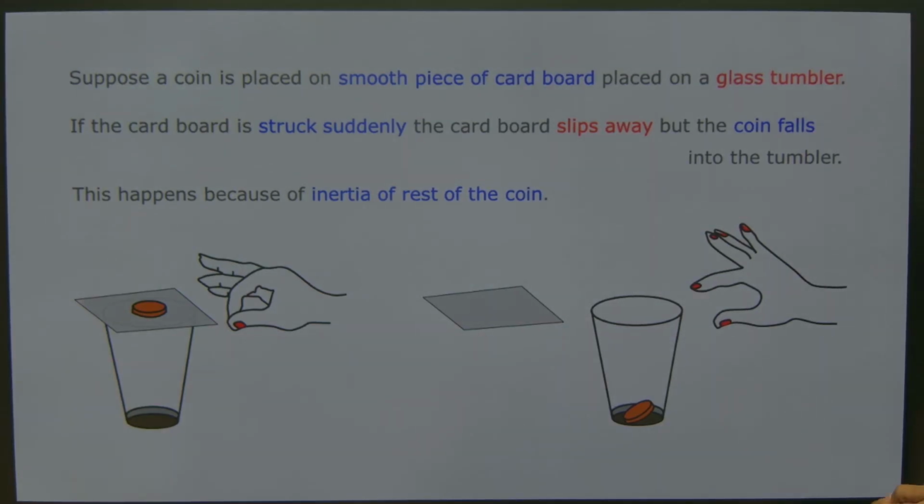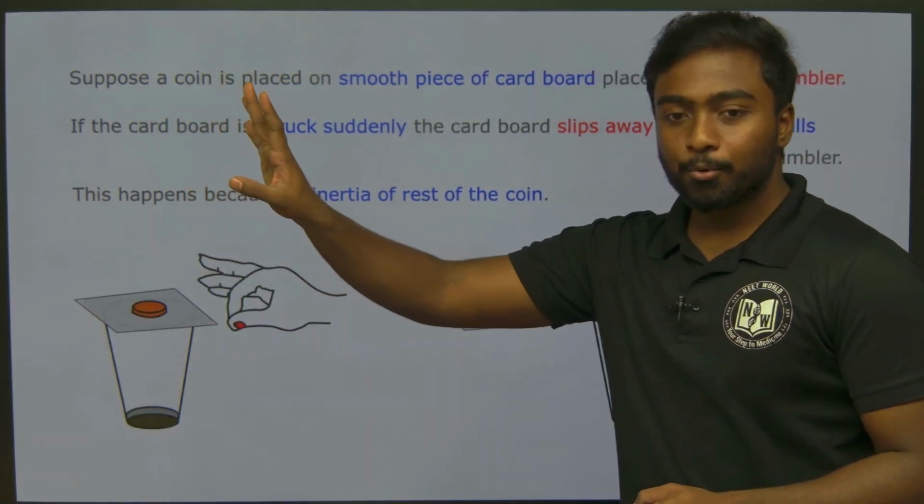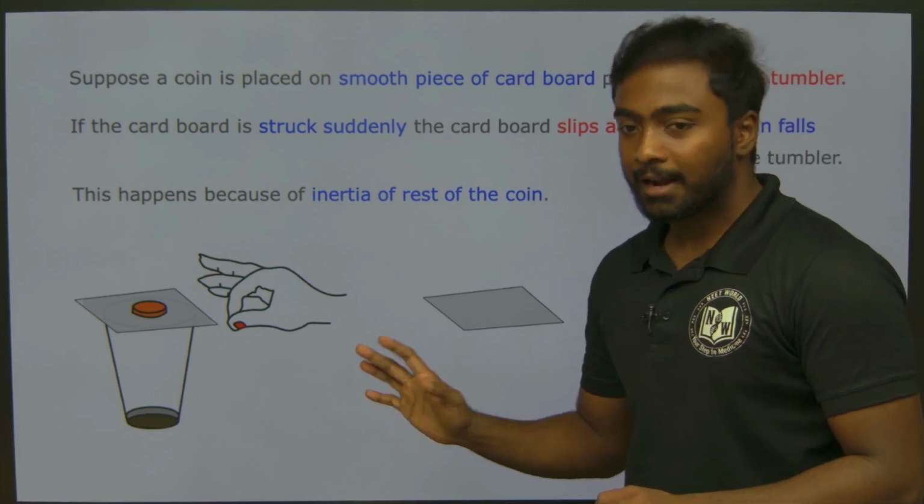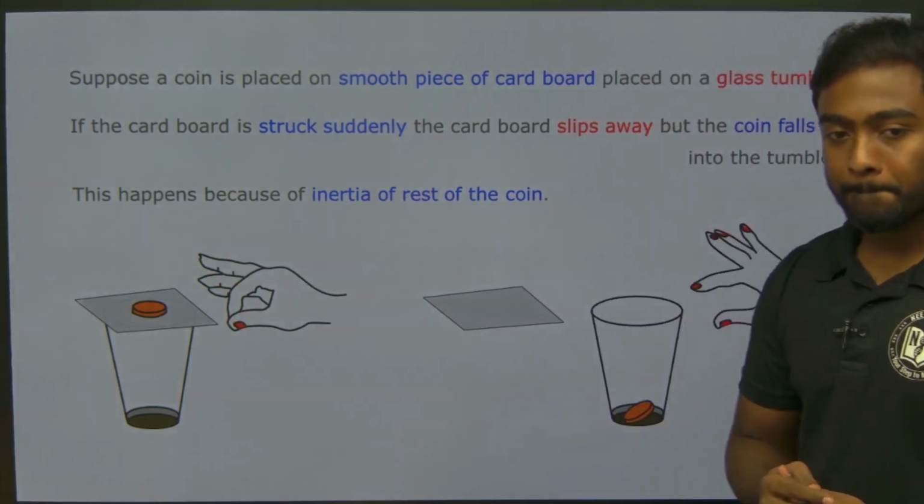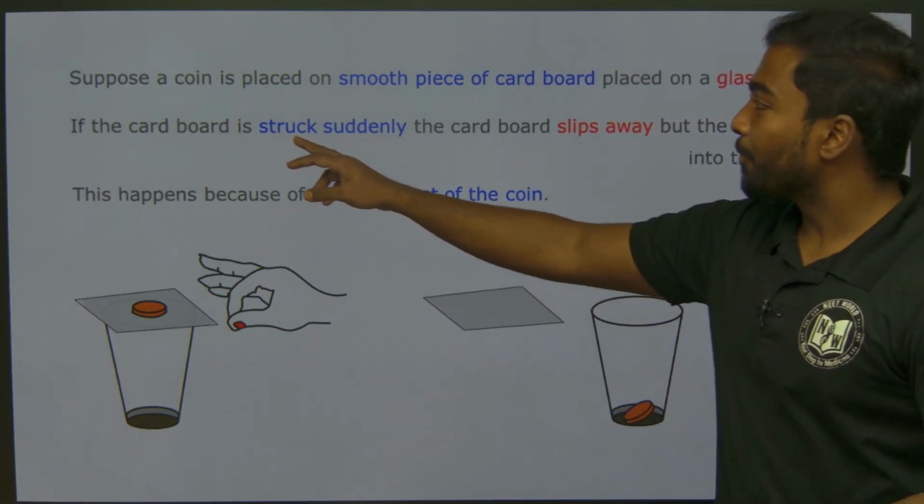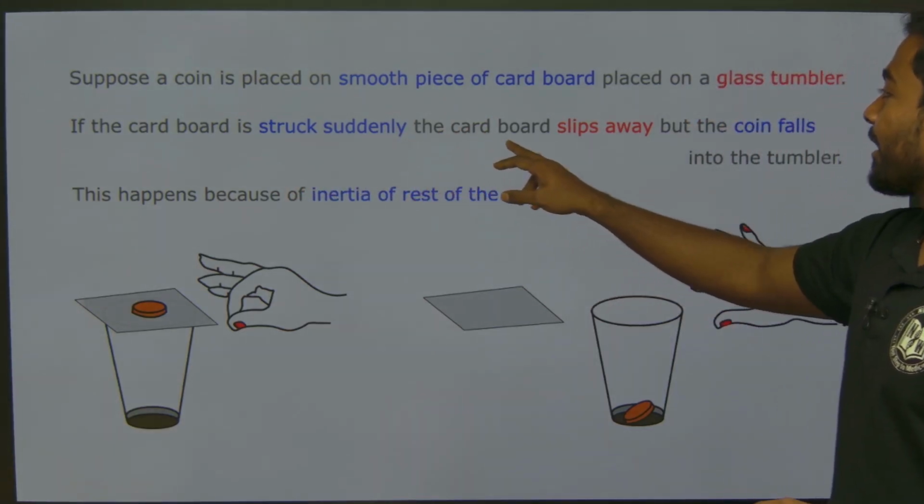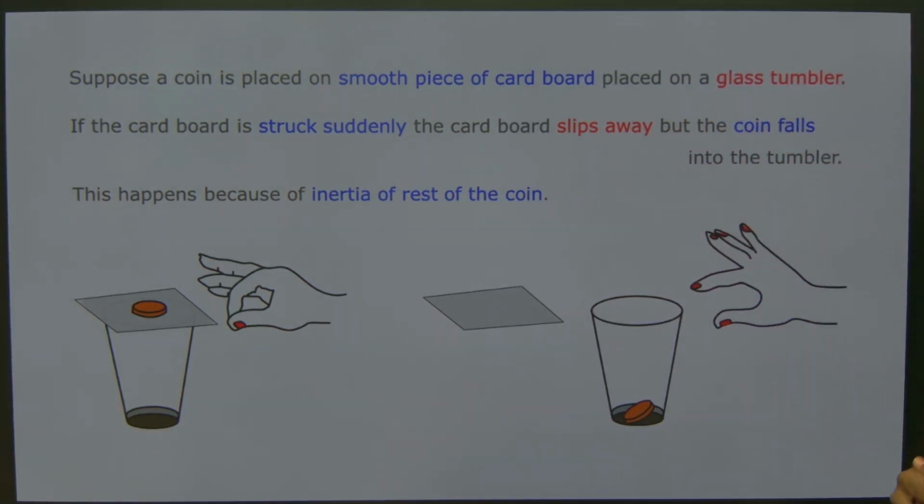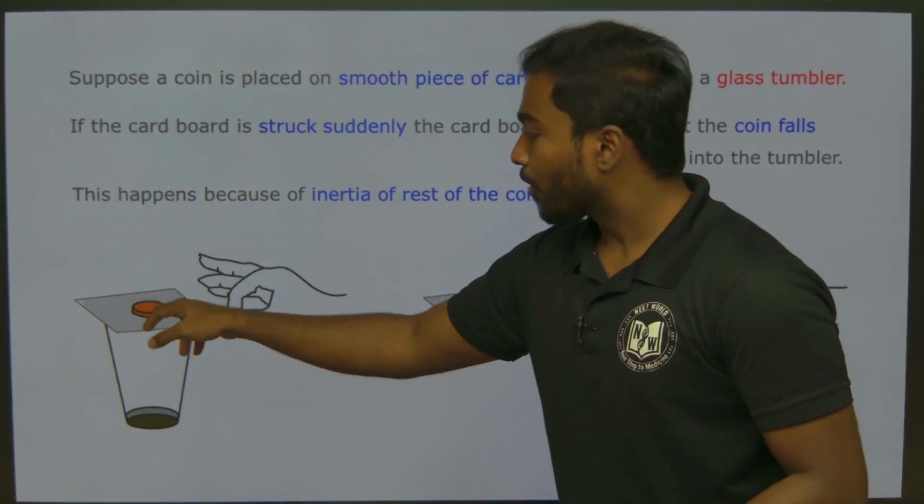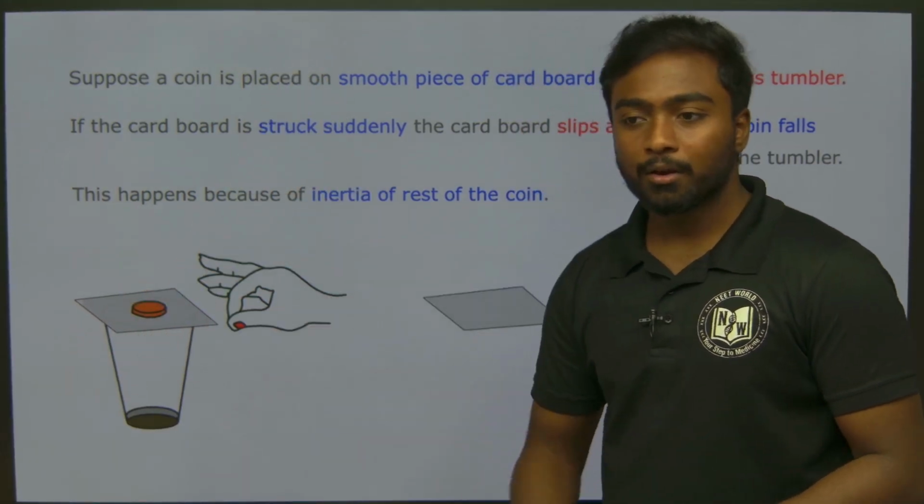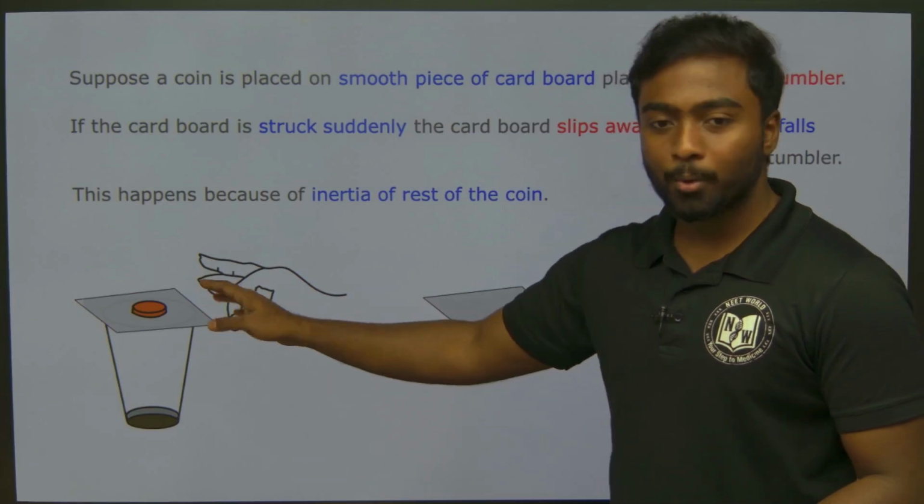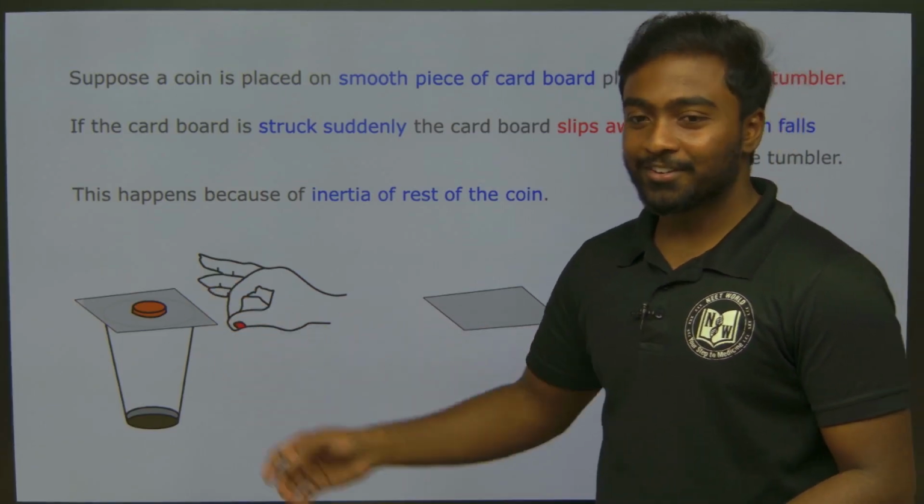Suppose a coin is placed on a smooth piece of card, placed on a glass tumbler. Now a person tries to flick that card. What will happen over there? If the cardboard is struck suddenly, the cardboard slips away, but the coin falls into the tumbler. This happened because of the inertia of rest of the coin. I am moving only the card; the coin is at rest, so it will fall down. There is no magic over there. Yes, no? It is physics.